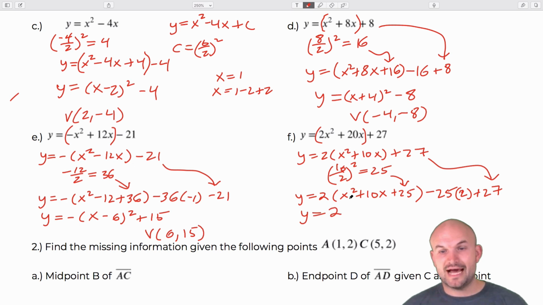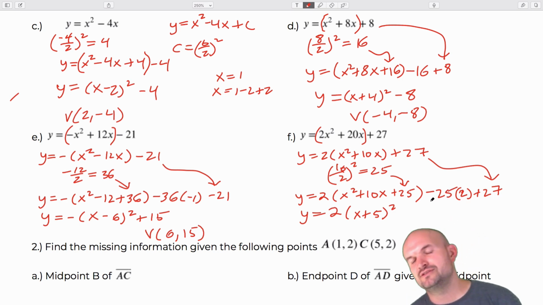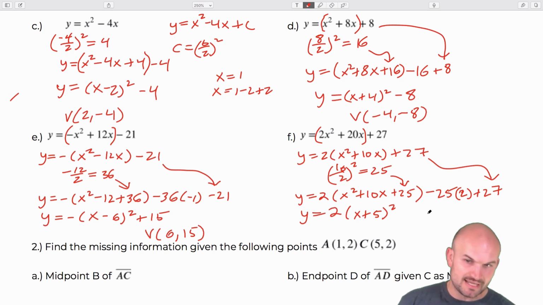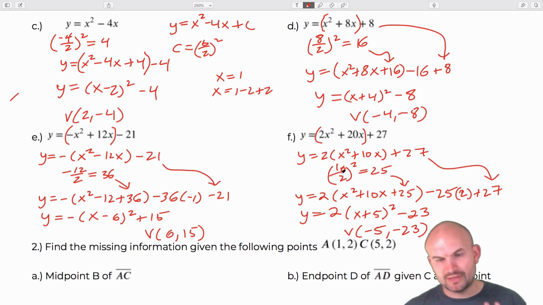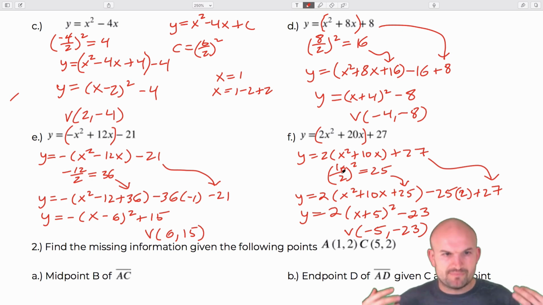Now, I know this is a perfect square trinomial because every single time I do this, I'm creating a perfect square trinomial. So I say, all right, what binomial squared is this going to produce? How about x plus 5 squared? And then this becomes, let's see, negative 25 times 2 is going to be a negative 50. And therefore, this would be a negative 23. So now my vertex is going to be a negative 5, negative 23. So hopefully that process, you'll see we're going to be doing a lot of completing the square in this section. So hopefully this builds up that practice of creating those binomial squareds.